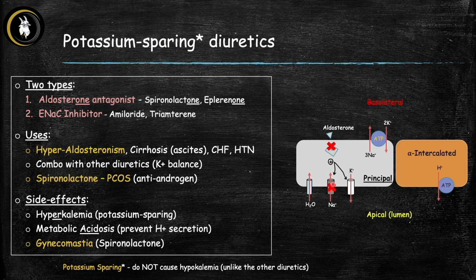And since you're not losing potassium with these diuretics, that's why they're known as potassium-sparing diuretics, to distinguish them from the other three classes we talked about before, which were potassium-losing diuretics. So that's an important concept to remember.